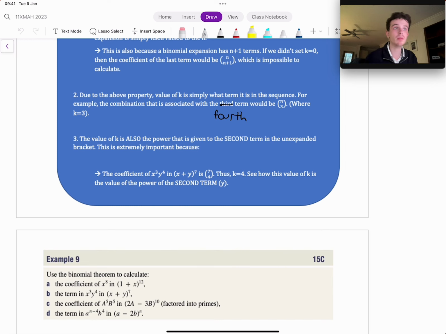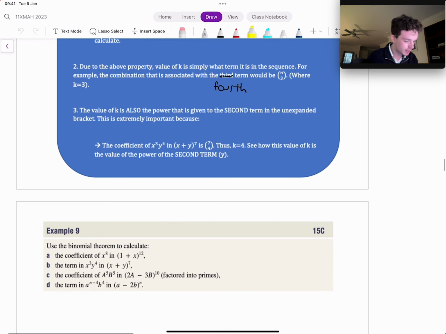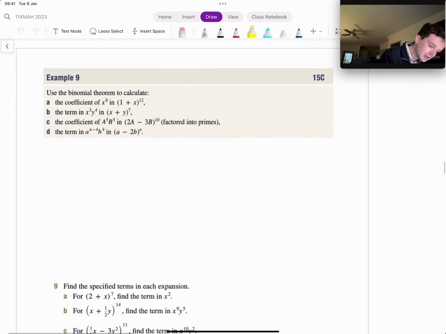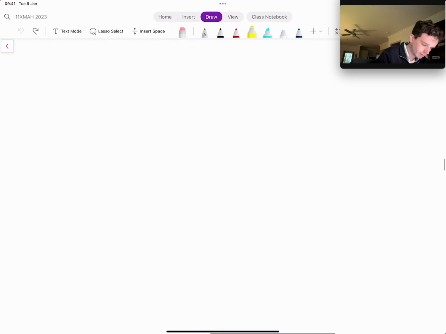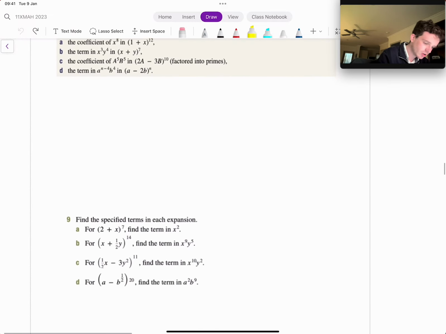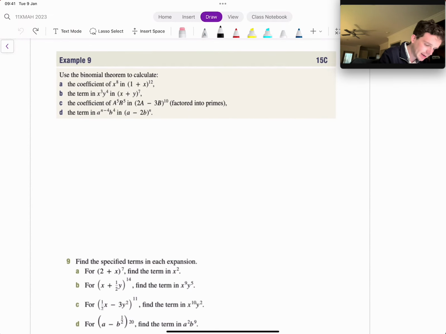And the most important property, number 3, is that the value of k is also the power that is given to the second term in the unexpanded bracket. This is extremely important because the coefficient of x^3 y^4 in (x + y)^7 is 7 choose 4. So k equals 4, so the value of k is the power of the second term. Using that information, let's calculate the coefficients.